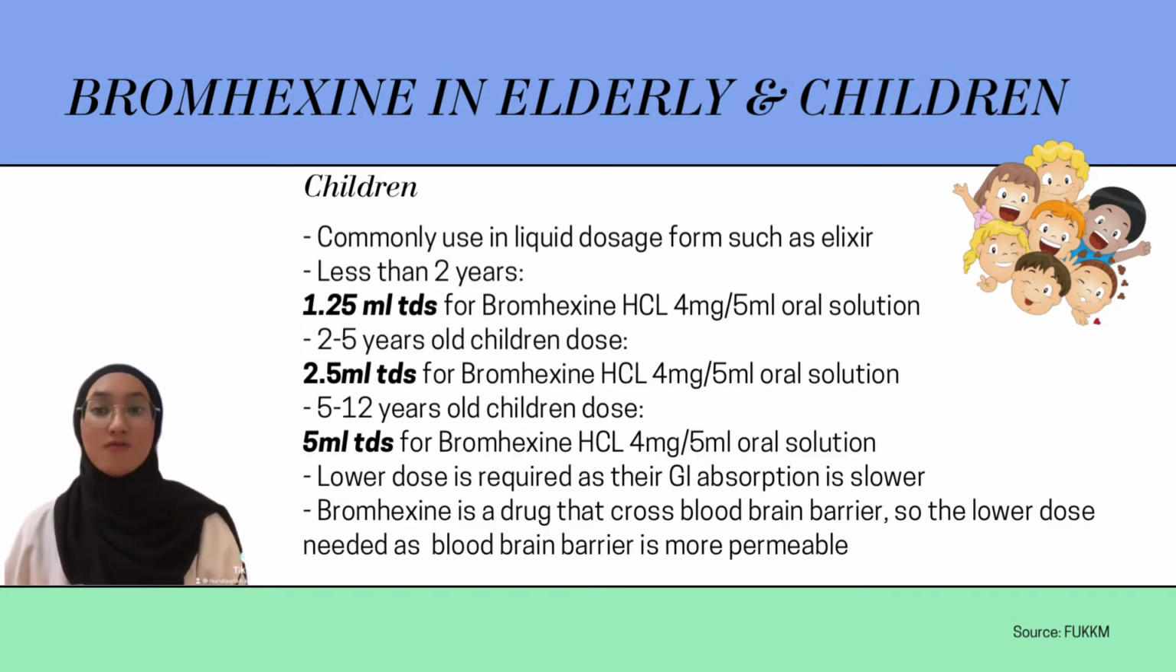Do you notice that dosage for children is lower than elderly or adult dose? This is due to the children's GI absorption being lower than adult. Plus, bromhexine has the characteristic of crossing the blood-brain barrier, so a lower dose is needed as children's blood-brain barrier is more permeable. So that's all the points on how bromhexine is used differently in elderly and children.